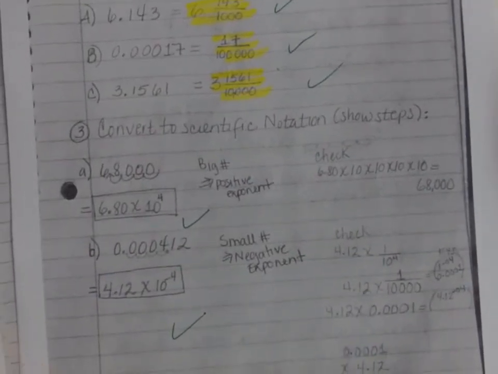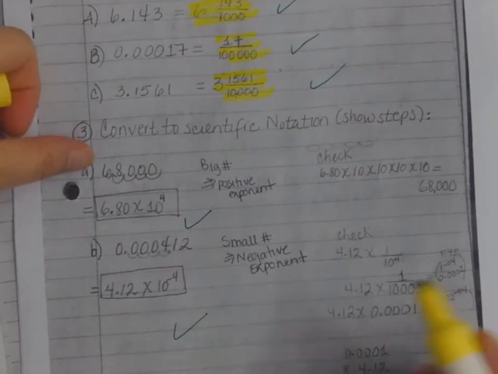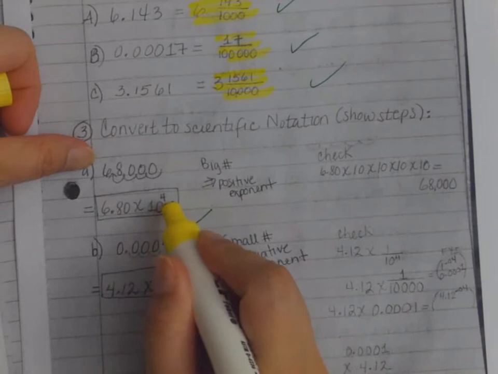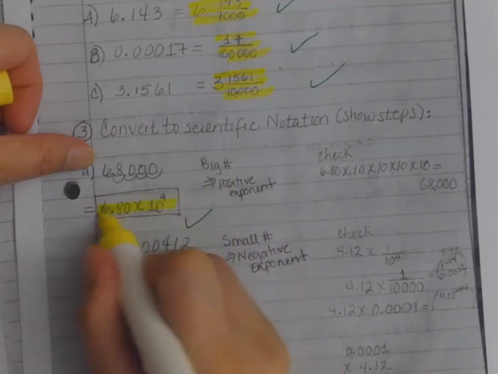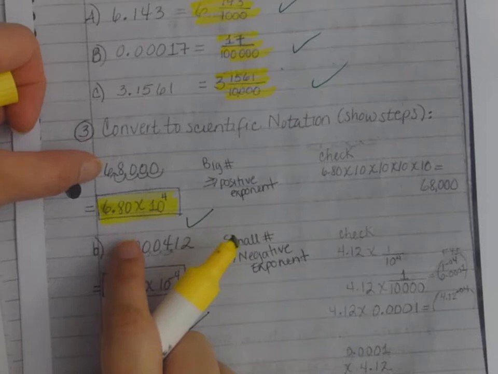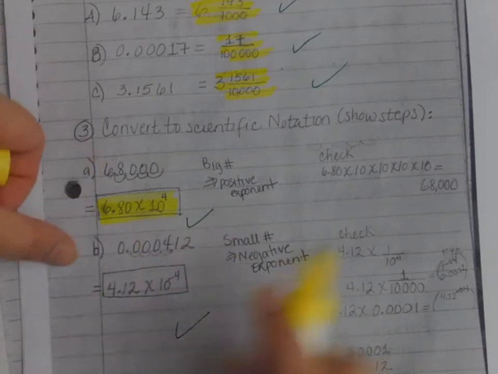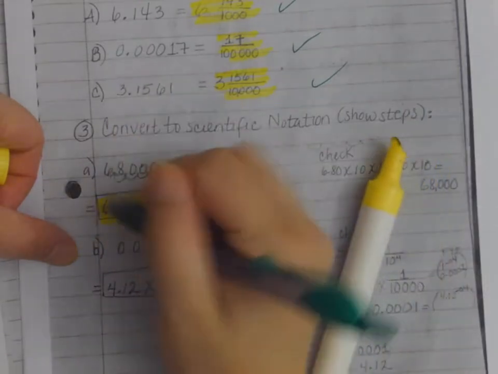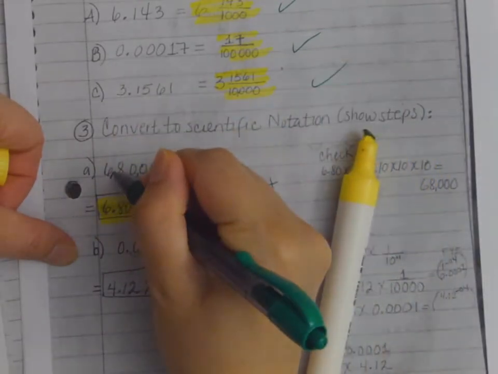Okay, the next one is for scientific notation. This is a big number bigger than 1, so I know I'm going to have a positive exponent. Make sure the first number you move it to a 1-digit number, so 6.8, and then show me your arrow going in this direction.